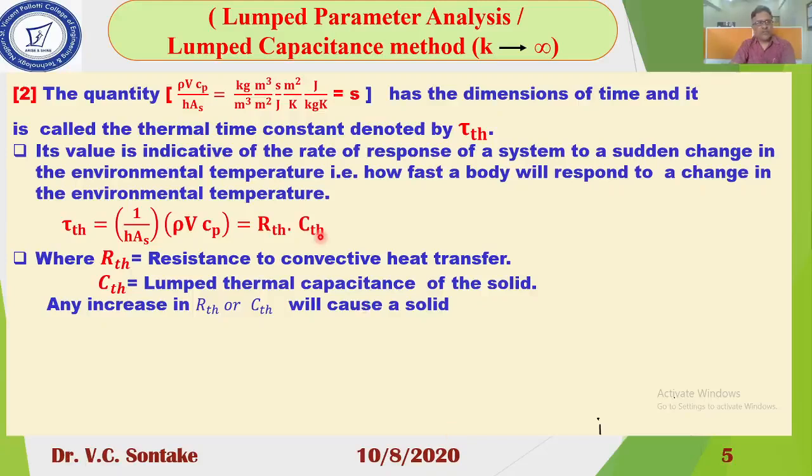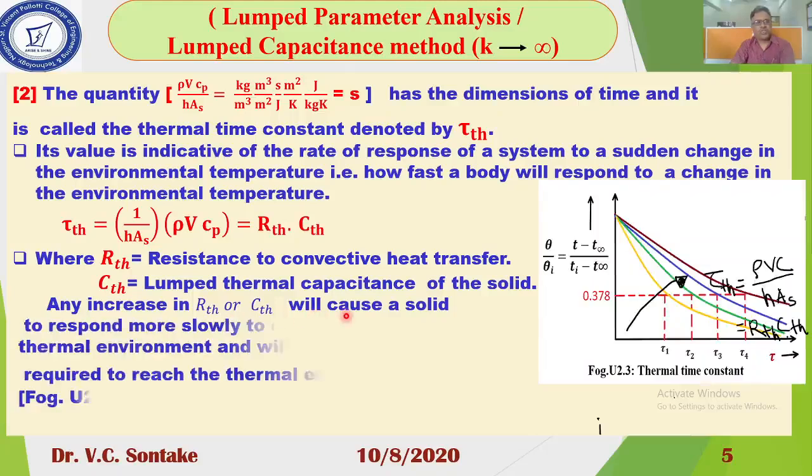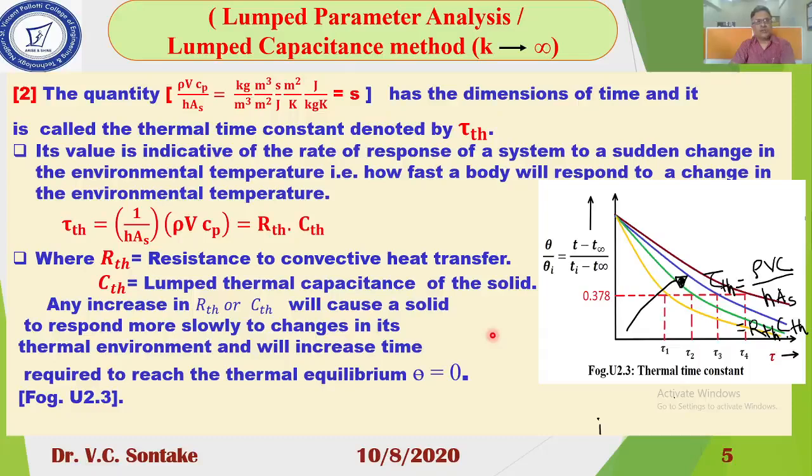So it is clear from this relationship, if you increase the value of Rth or Cth, it will also increase the value of the thermal time constant. An increase in the thermal time constant will make a body or solid respond slowly to any change in its surrounding temperature, and it will increase the time required by the body to reach thermal equilibrium with its surrounding.